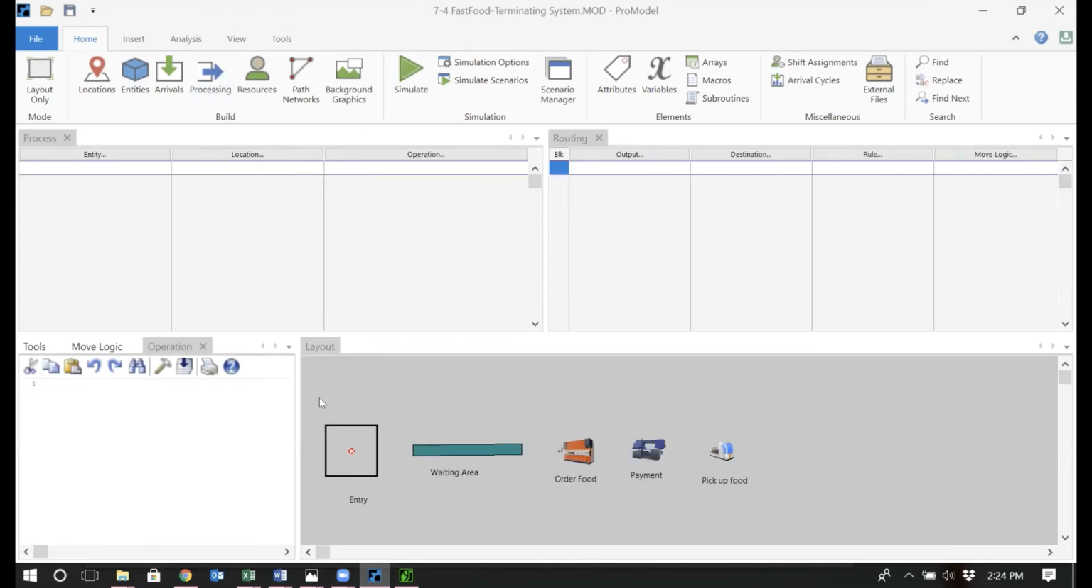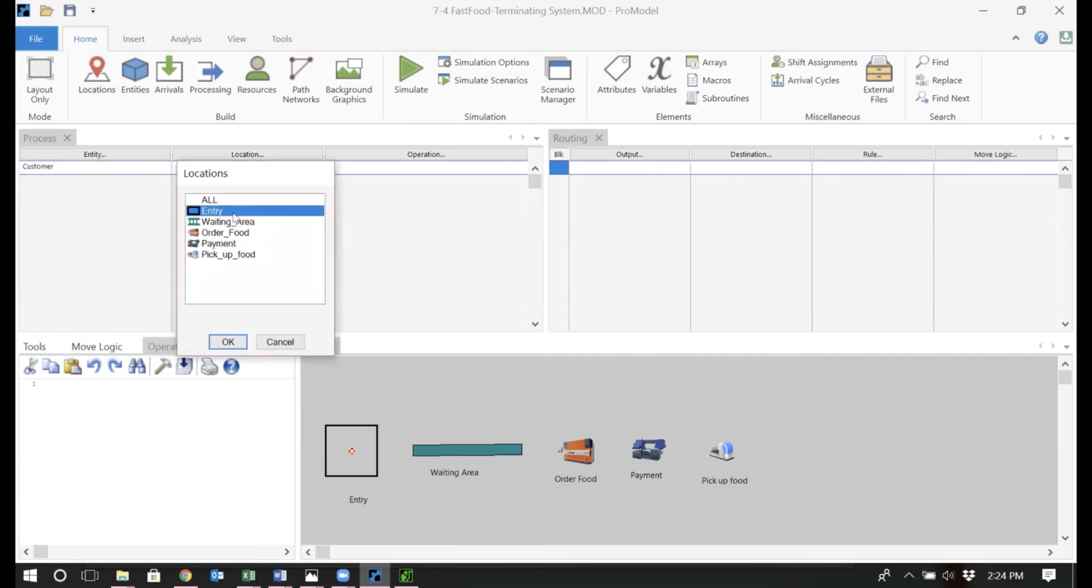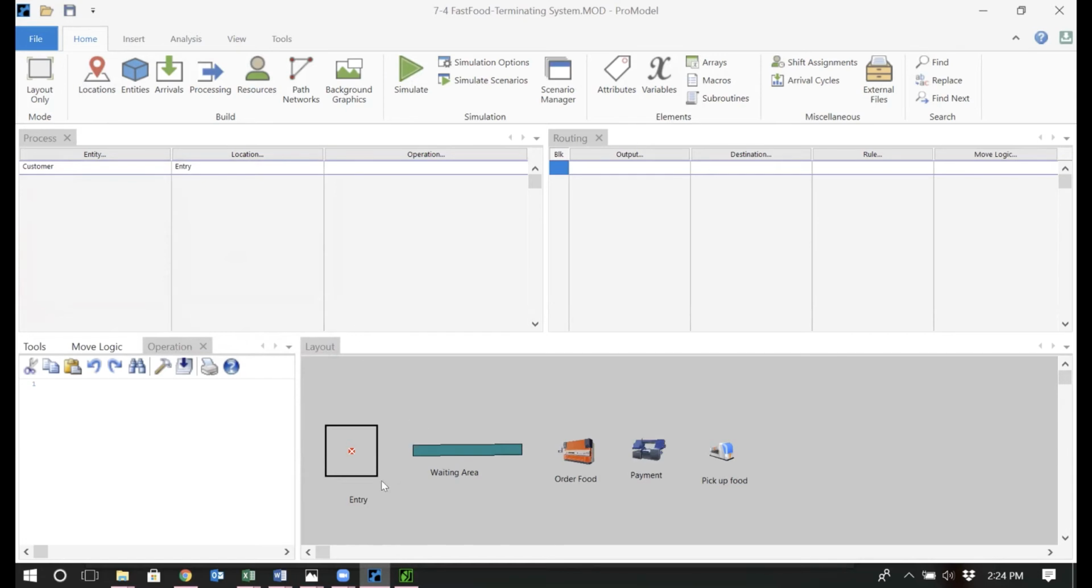And now I want to take care of the processes. So the customer comes to the entry point. But right here at the entry point, when the arrival is done, I have to decide: should the customer come in or not? What is the first condition I have to consider to know if the customer can come in or not?